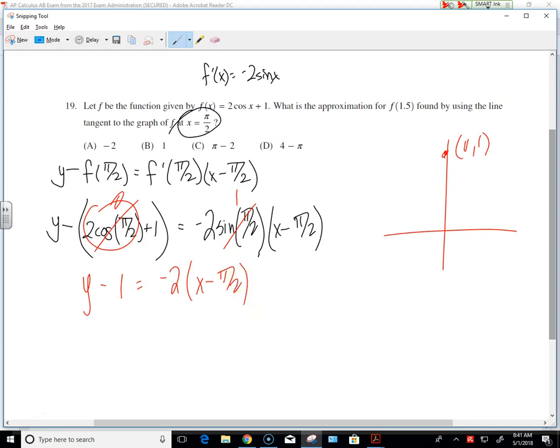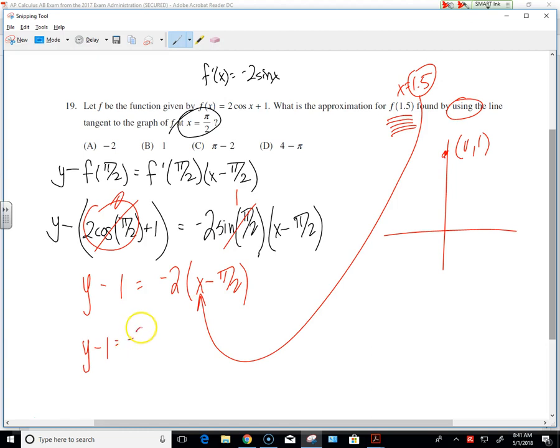And what did they say to do? Use it. Plug in x equals 1.5. Where? In the only spot an x can go. So you end up with y minus 1 equals negative 2 times 1.5 minus pi over 2. I know it's nasty.